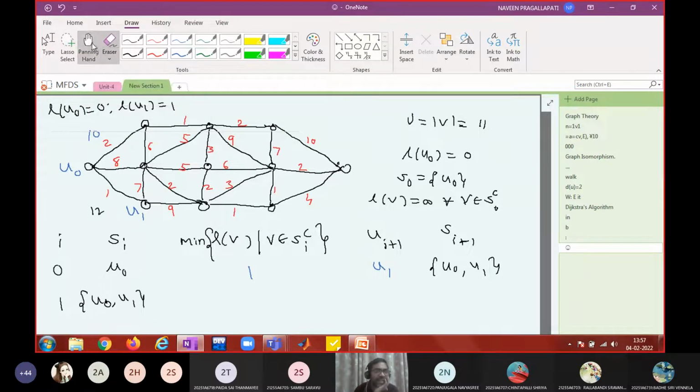Okay, so in this case, as the values are already there, what is the distance from this node to this node? Already 2, right? And what is the distance from this node to this node? You tell me.